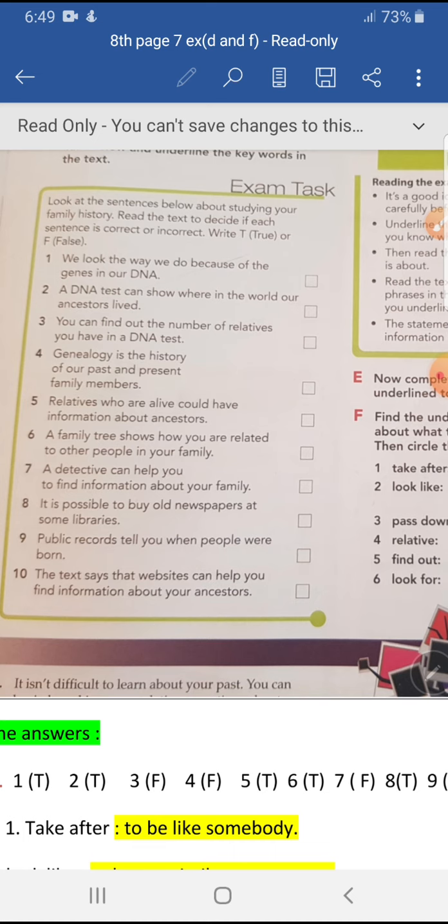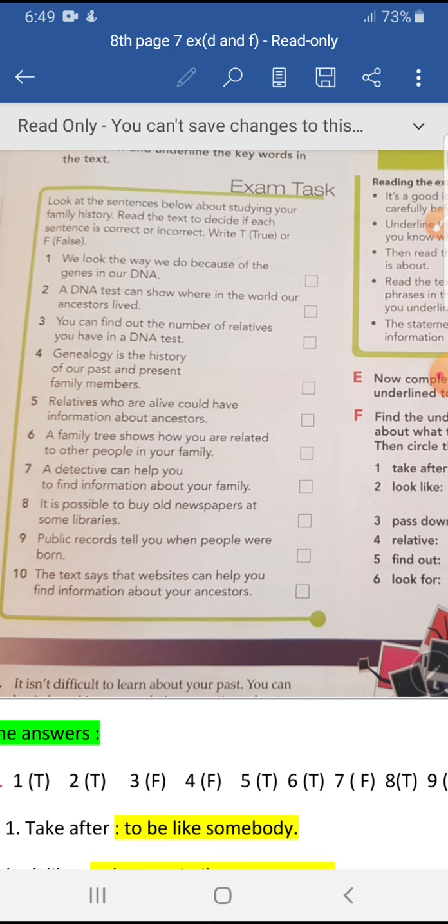5. Relatives who are alive could have information about the ancestors. Of course, true. Especially the great-grandparents have lots of information, as it is mentioned in paragraph number 3. Okay, let's move to sentence number 6. A family tree shows how you are related to other people in your family. Also true. Because from the family tree you can see how everyone is related.